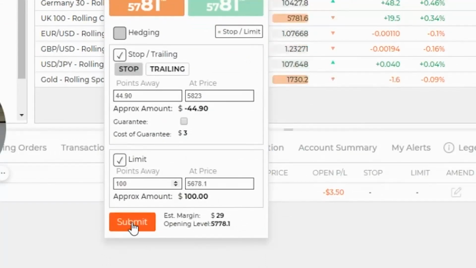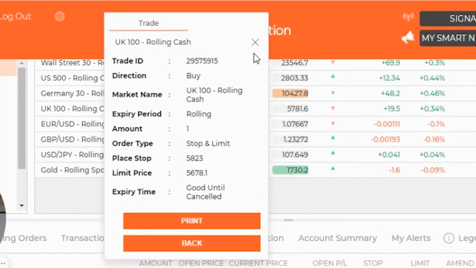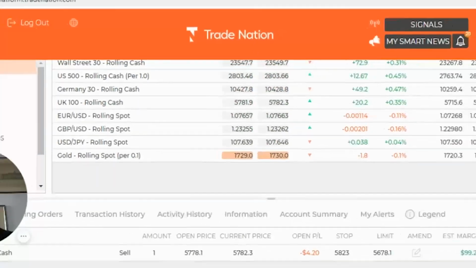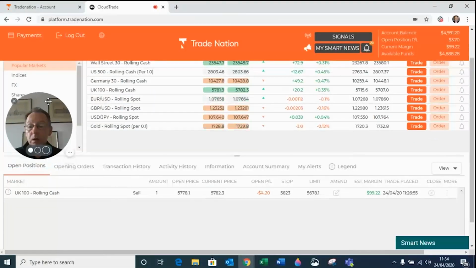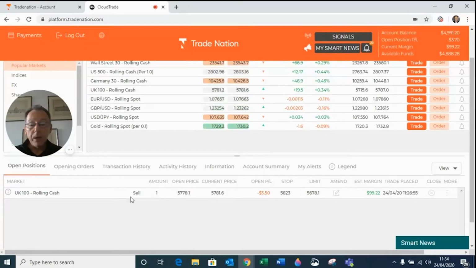So I submit, and I get a confirmation straight away up here. And if we go down to my open positions, I can see all that now applied to my position. So there was the original position. I sold one at 57.78.1. I now have a stop in at 58.23 and a limit at 56.78.1.